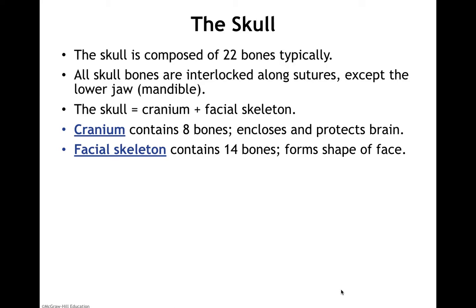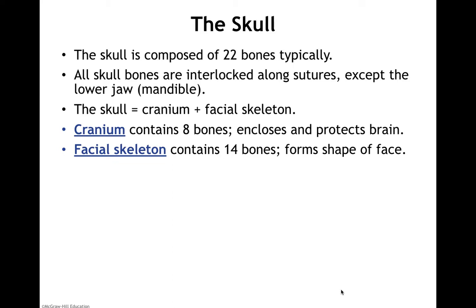The skull has about 22 bones in it. The skull does have sutures, so this is one of those places where wormian bones or sutural bones come into play. All the bones are interlocked along sutures, except for the lower jaw, the mandible. It's the only movable joint in the skull, not the head.